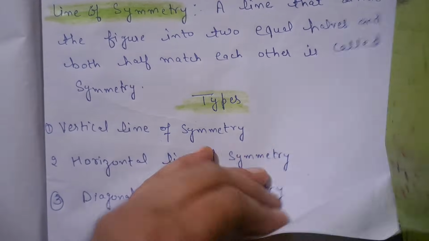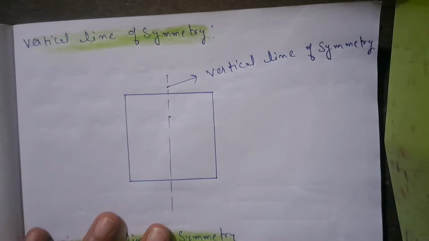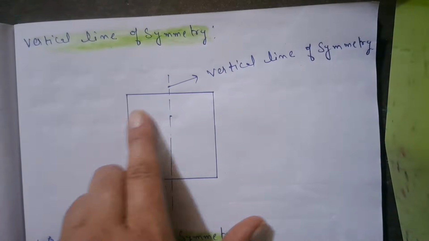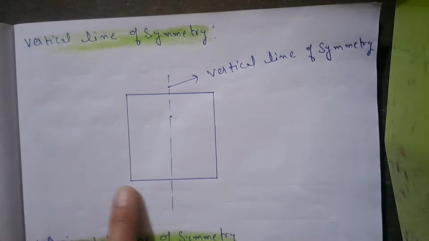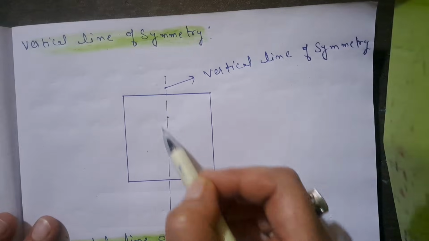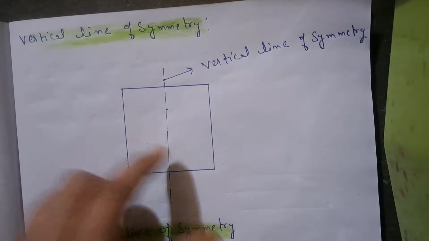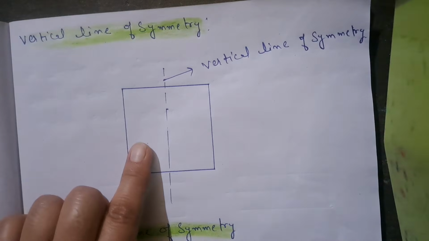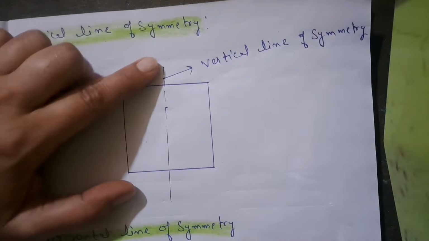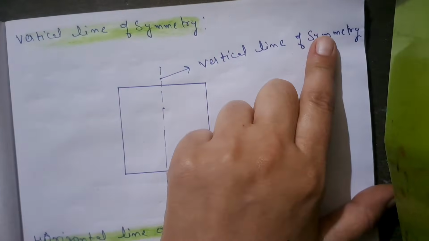Okay, let's see its example. So this is a vertical line of symmetry. This is a shape, this is a square shape. So this is a vertical line. This vertical line divides the square into two equal halves and both the halves exactly match each other. So that line is called vertical line of symmetry.